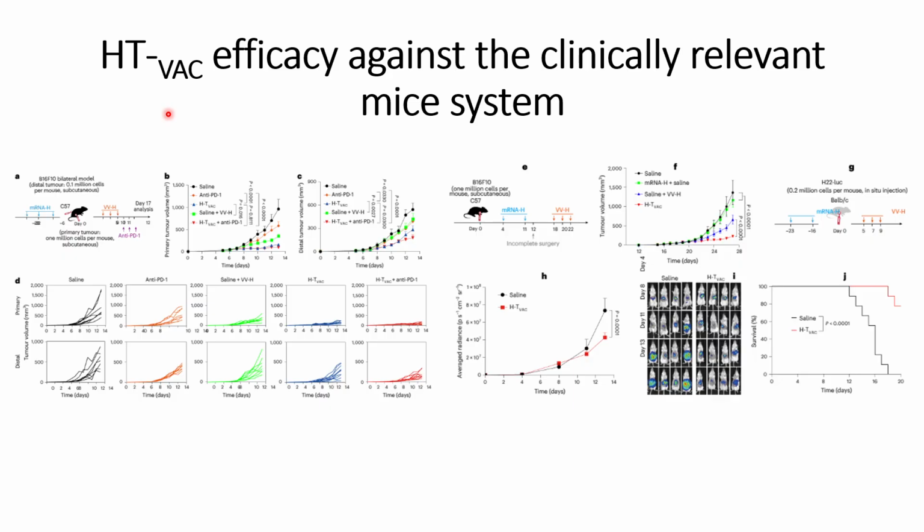In this video, we will discuss the efficacy of HT-VAC, or HT vaccines, against the clinically relevant mice system. So what do we mean by a clinically relevant mice system? It is a mice system where they inject the tumors at two different sites.